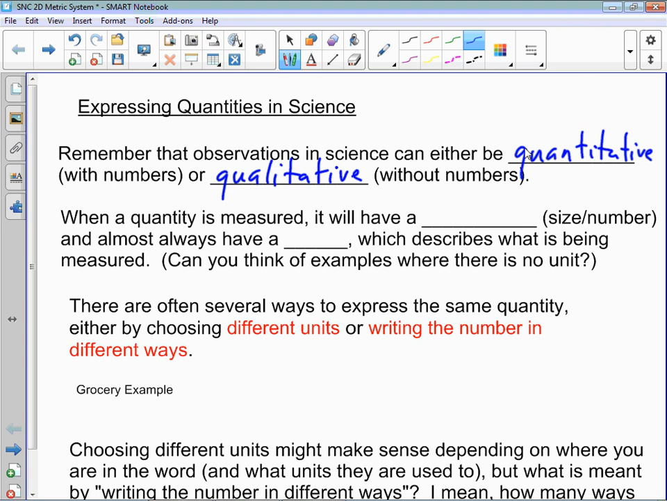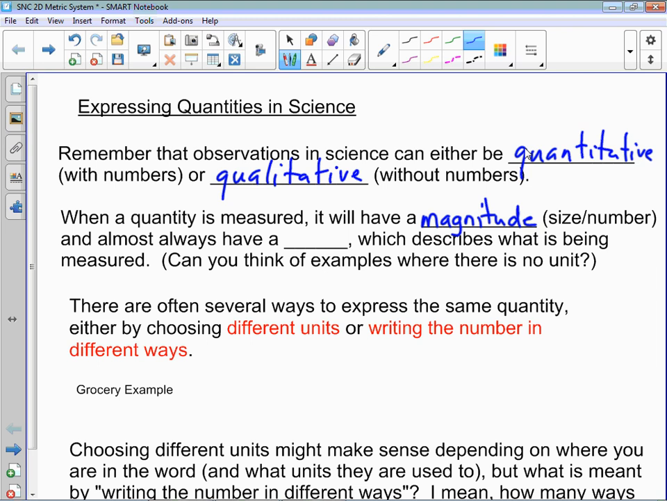So when you're going to measure quantity, you will often have two parts. The first part is a description of the size or the number of something. Anyone know what we call that? That's called a magnitude. And a magnitude means how big something is. Think of it like the magnitude of an earthquake. A magnitude 5 earthquake represents how big it is.